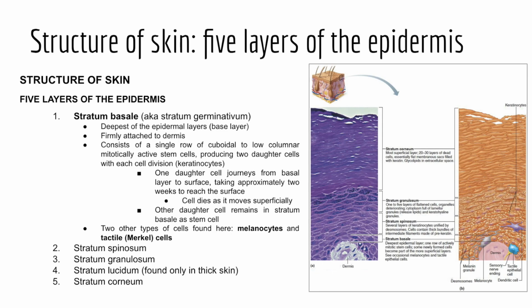Found in the very deepest layer of the epidermis, we have what's called the stratum basale. This is the deepest layer. It's composed of a single row of cuboidal or potentially slightly columnar mitotically active stem cells, which are responsible for producing keratinocytes. As a stem cell layer, this is a critical layer of the skin.